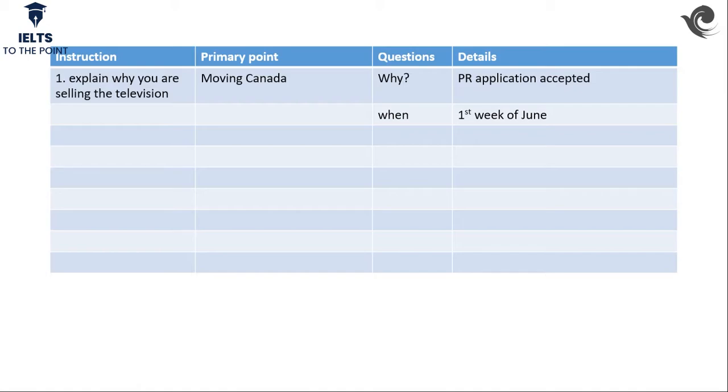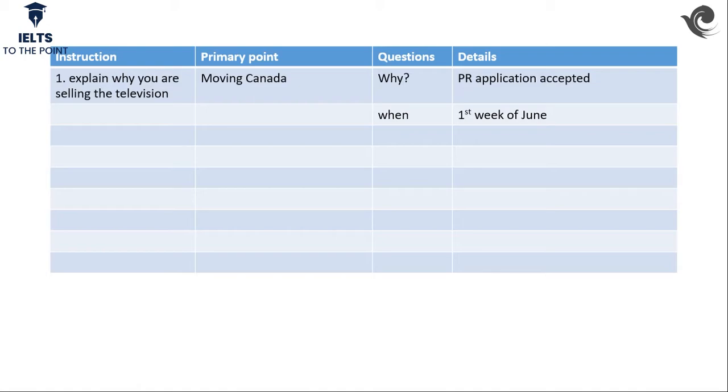So let's try and note down some points. Instruction 1 is explain why you are selling the television. Now I am writing my primary point as yes, because I am moving to Canada. Now this is where people have a lot of issues how to develop this point, because if I have only this primary point, I can't write much. I mean, imagine if you just have to write moving to Canada. Or make a sentence from this particular point.